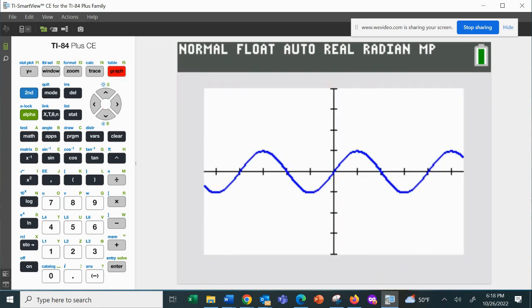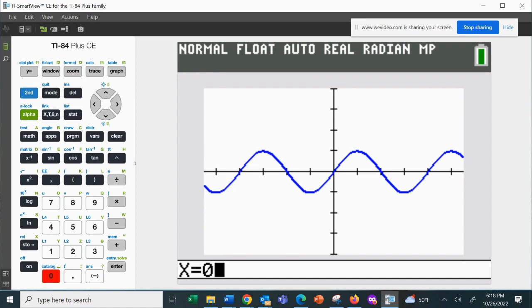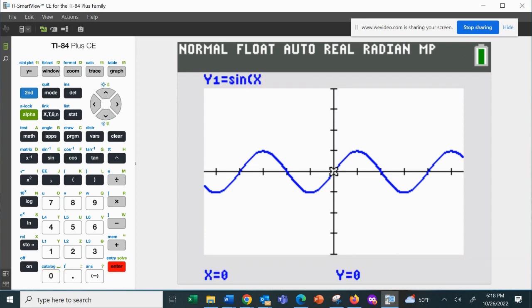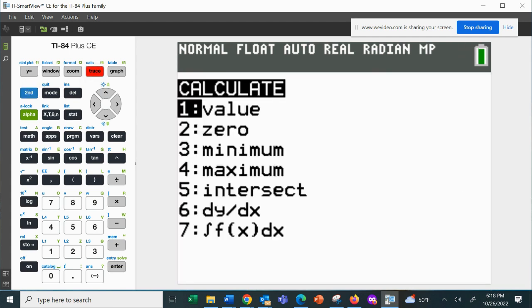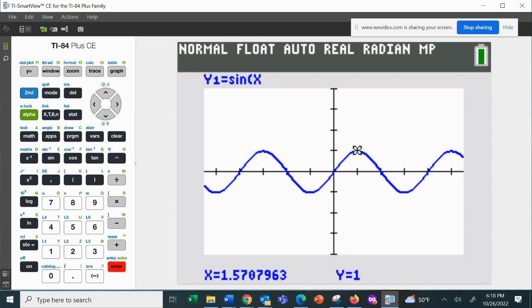So I'm going to go back to my graph, and I can see that at 0, I'm going to do some fun things here. When we have an X value of 0, the Y value is also 0. I'm going to do second trace value. If I type in an X value of pi over 2, you can see that we have the Y value of 1. So you can see where my points are lining up. The points that I had on my notes are lining up with this graph.